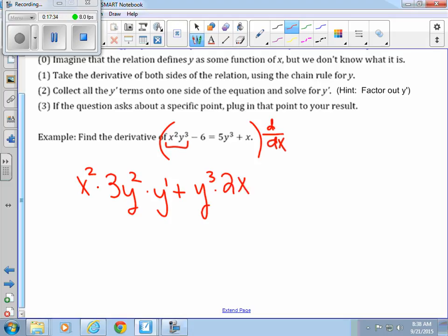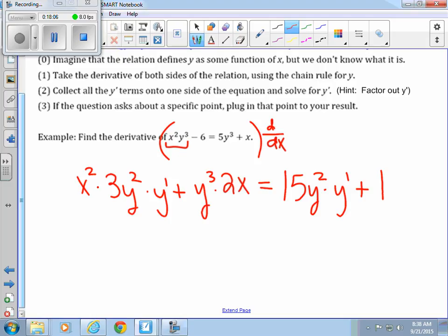What happens to the 6? It's 0, right? The derivative of a constant is 0. What about the 5y cubed? Why do you need a y prime in there? The derivative of y. Anytime you take the derivative of y. Any questions so far?